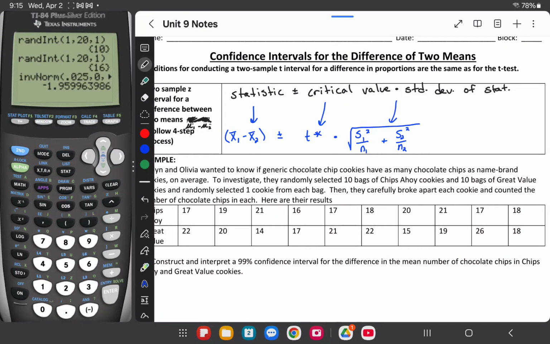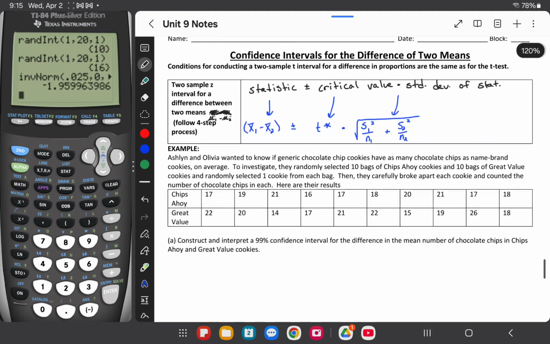And so for us in this context, our statistic being a difference of means is going to be x bar 1 minus x bar 2. Plus and minus our critical value is going to be t star, multiplied by, in this case, our standard error of the statistic, because remember, if we're trying to estimate a difference, we're not going to know the population standard deviations, so we have to call it standard error, but it is the square root of s sub 1 squared over n1 plus s sub 2 squared over n2.